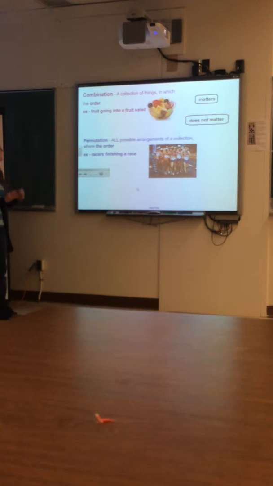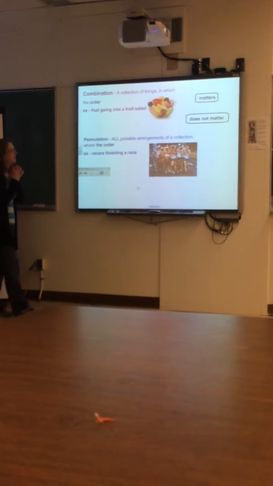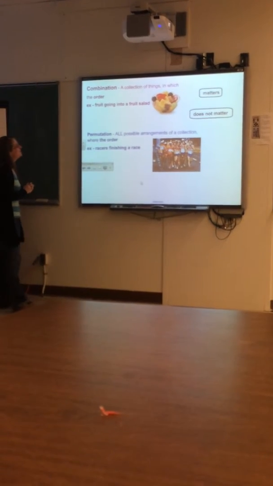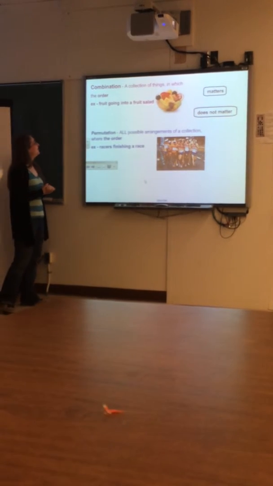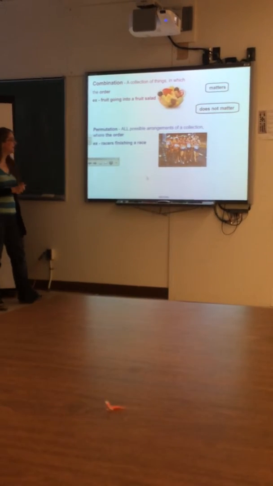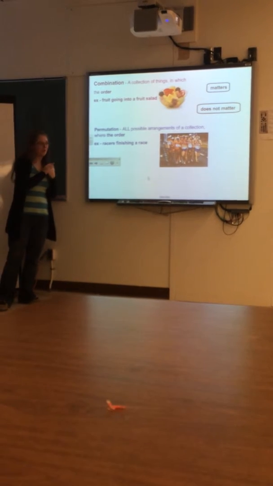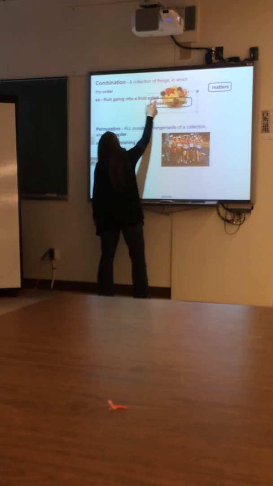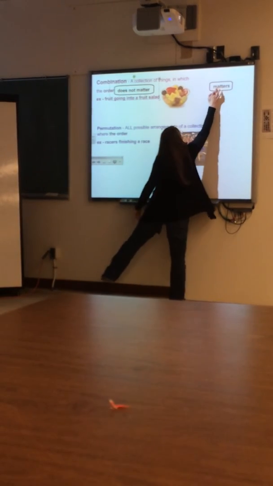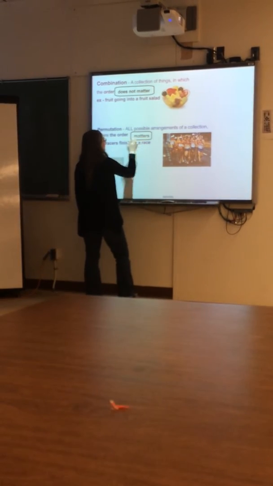All right, so here we had two definitions. Combination, a collection of things in which the order blank either matters or doesn't matter. And then we had an example of fruit salad. So we had a student, I don't remember who it was, come up and slide these into place. And they actually stayed together this time.